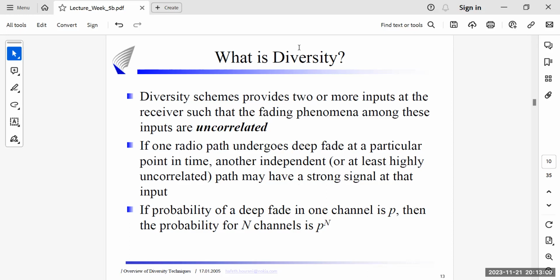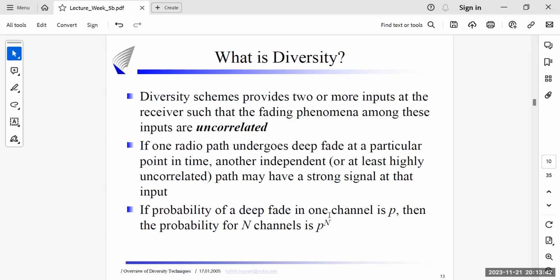So you say you have two paths. If one path undergoes fading, the other path is independent of that first path, so it's quite possible that it might not have undergone the fading that path one has come across. So there's a probability of a deep fade. By deep fade, it means the signal is lost. Whenever you use the word deep fade, it means fading to such an extent that the signal is below a certain threshold, not being able to be called a signal. You can say that it is noise.